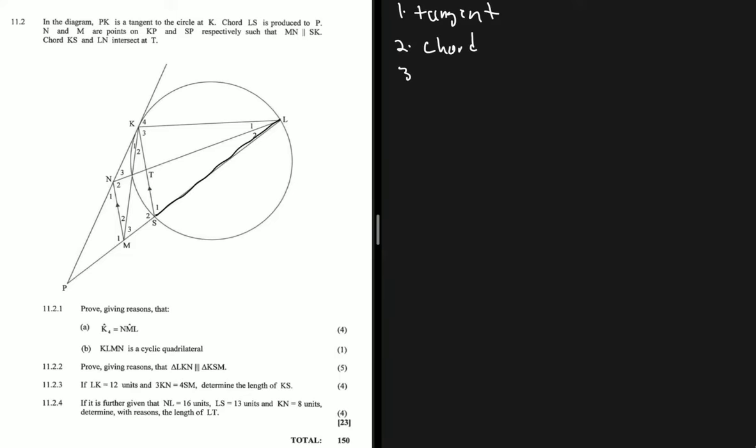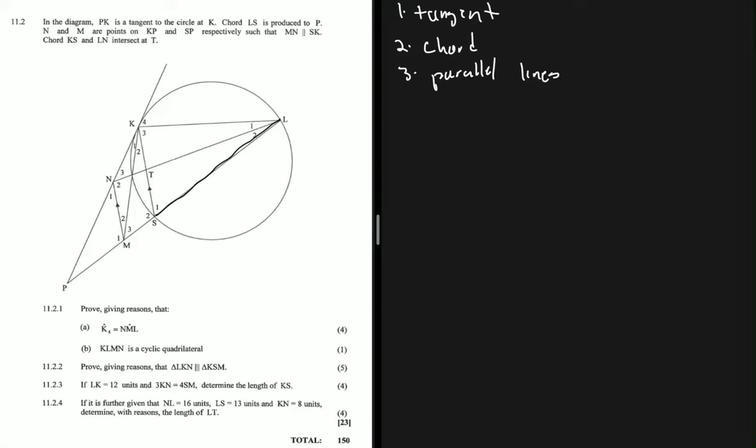And then it says it's produced to P, and N and M are points on KP and SP respectively, such that MN is parallel to SK. I meant parallel. So now we have parallel lines, right? We know that as soon as we have parallel lines, that means so much to us when we are doing Euclidean geometry. So we're going to have that there. And then it goes on to say chords KS and LN intersect at T.